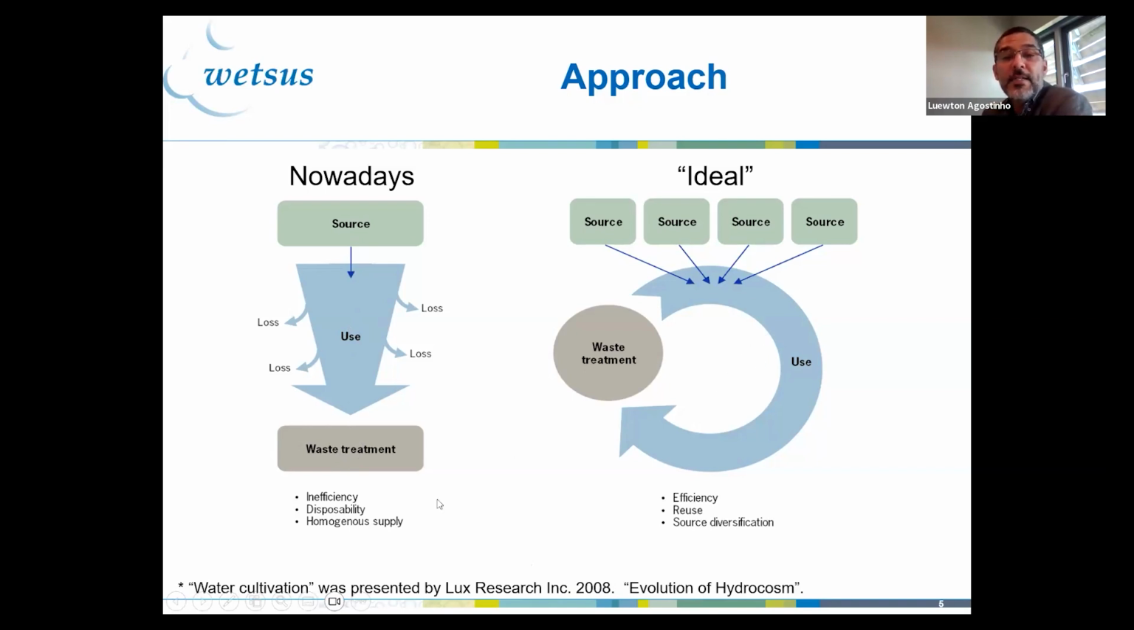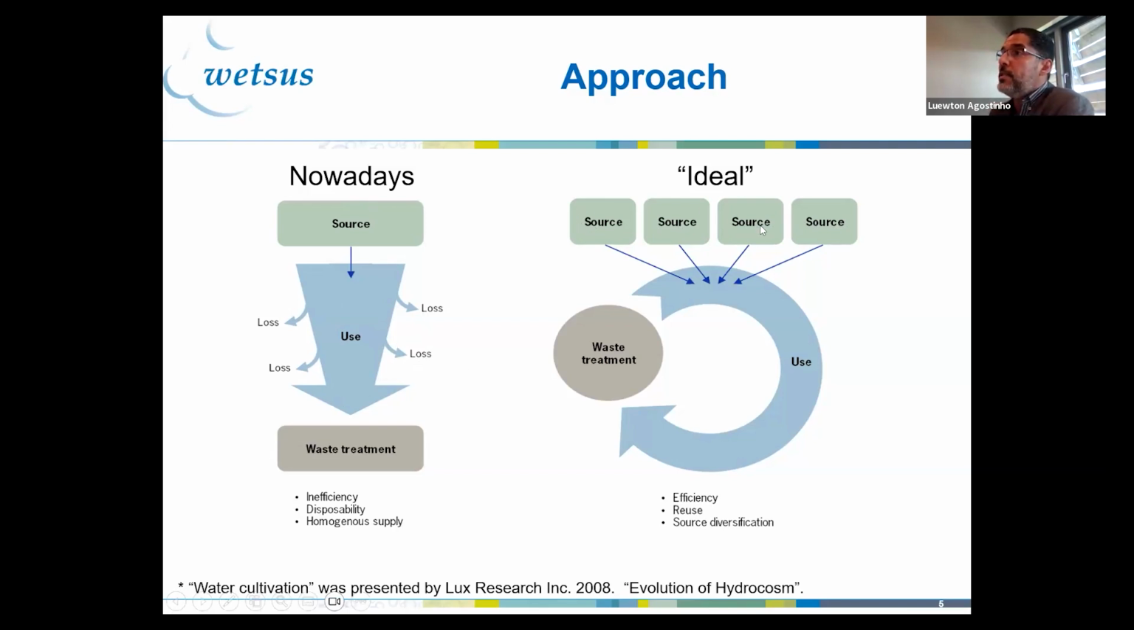Basically, they say to be able to move to an ideal situation, we have to tackle three main aspects. One aspect is the reuse, so the circularity. The second aspect, you can see that we have to decrease losses. The losses in the distribution network now can go up to 70% in some countries. In the Netherlands, our losses are in the range of 20 to 25%. But we have to decrease the losses, and we also have to diversify the sources, as you can see here.